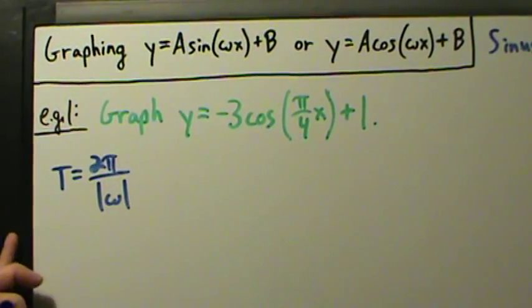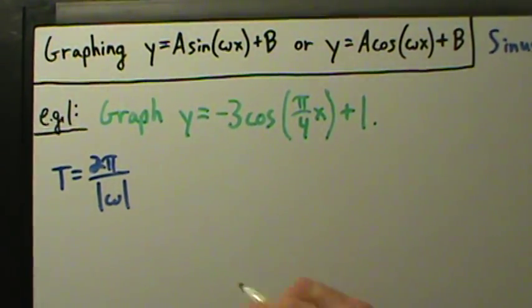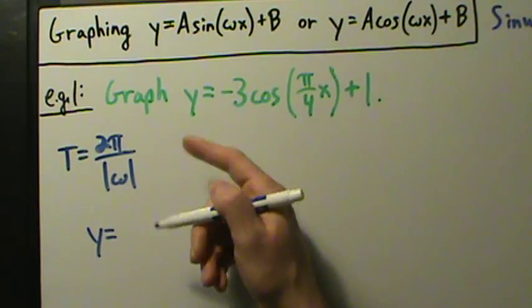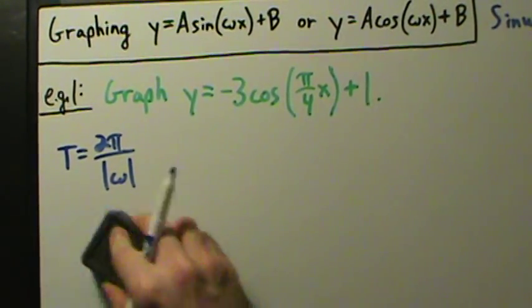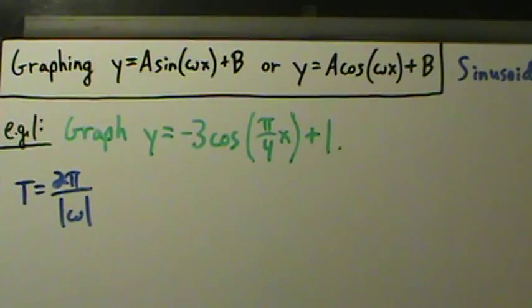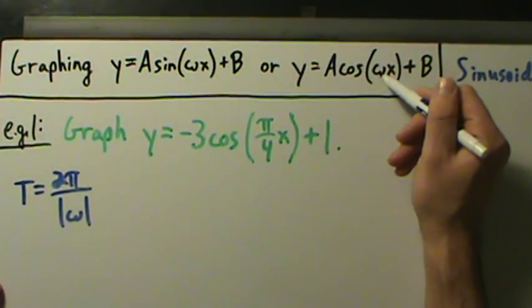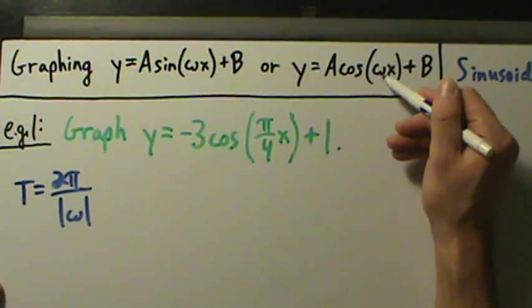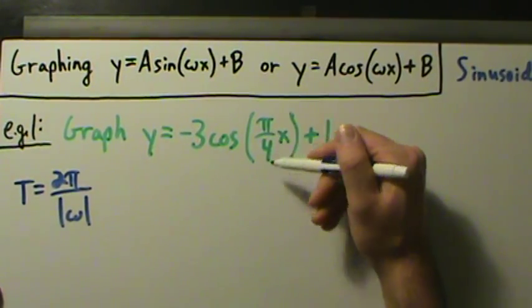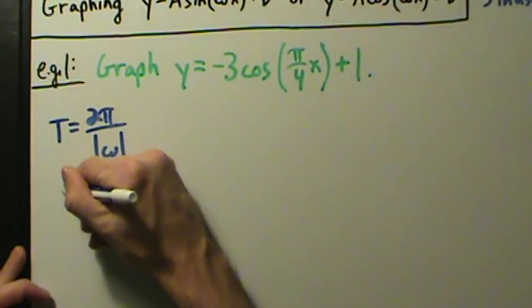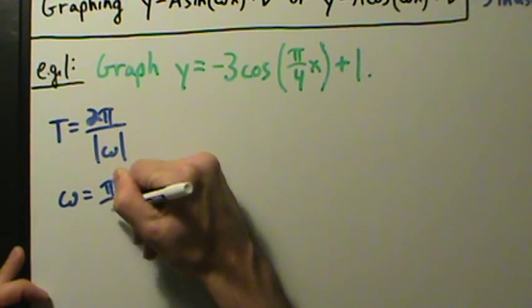Okay, but what's omega? Remember, omega is the thing being multiplied by the x. So in general we have y equals, in this case, actually we already have it written down up here. So here y equals a cosine omega x. So here's our omega, the thing being multiplied by the x. So in this case, omega is pi over 4. Okay, so omega is pi over 4.